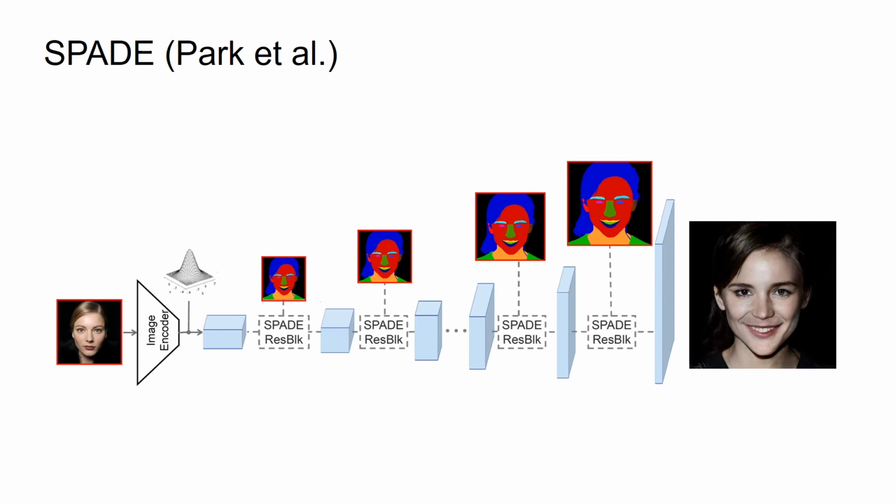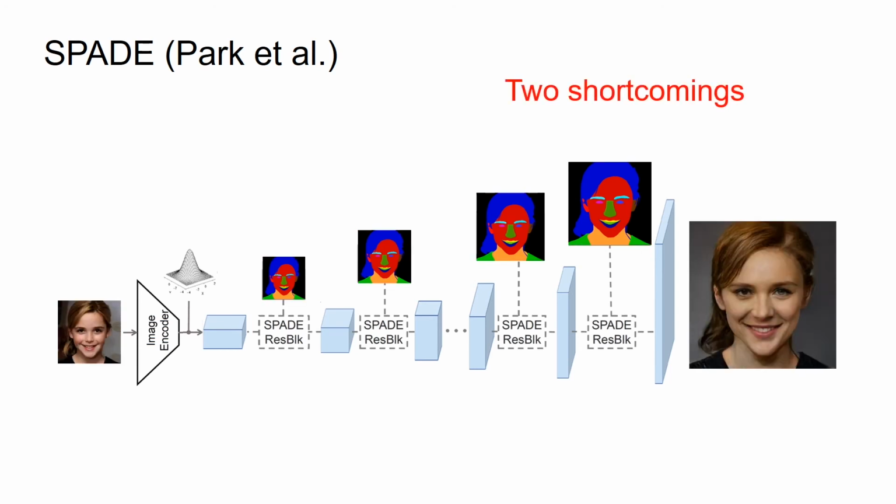However, by analyzing SPADE results, we found two shortcomings that we would like to improve upon. First, SPADE uses only one style code to control the entire style of an image, which is not sufficient for high-quality synthesis or detailed control. Second, inserting style information only at the beginning of a network is not a good architecture choice.